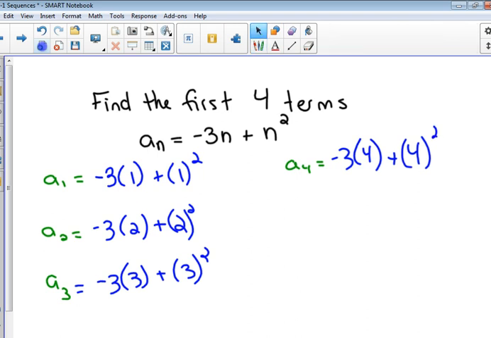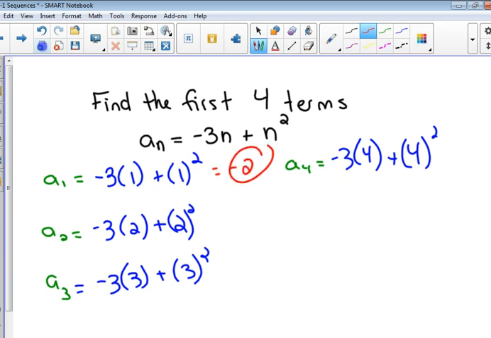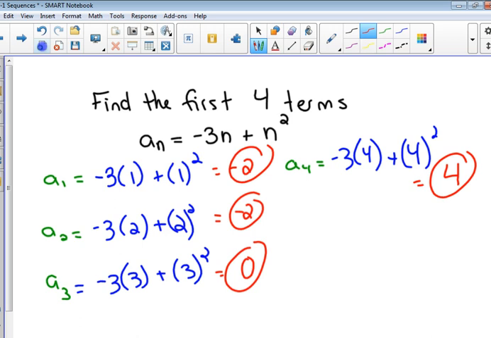Alright, so this should be what you guys have when you write it all out. Anybody want to share what they got for the first one? -2. Super. What was the second one? -2. Good. And then? 0. Super. 4. You have 4? Nice. Awesome. Alright.